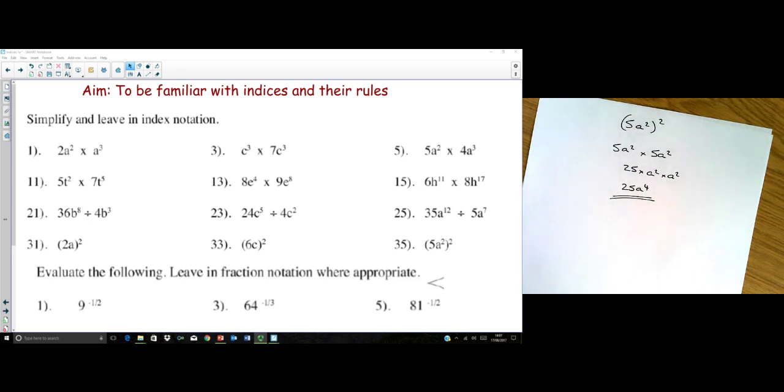Now, the bottom 3 are the ones with the negative indices. You've got 9 to the minus a half, which I hope you have worked out is a third. Remember the negative, so it's 1 over. 64 to the minus 3, which is 1/4, and 81 to the minus a half, which is 1 over 9.